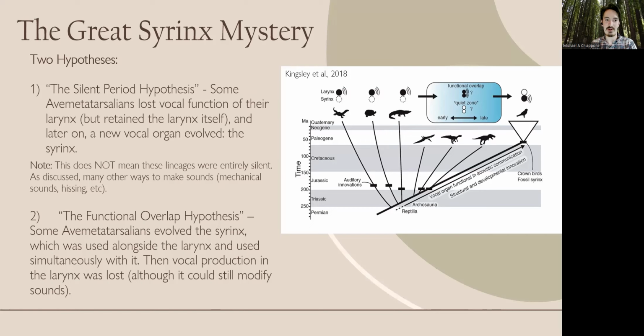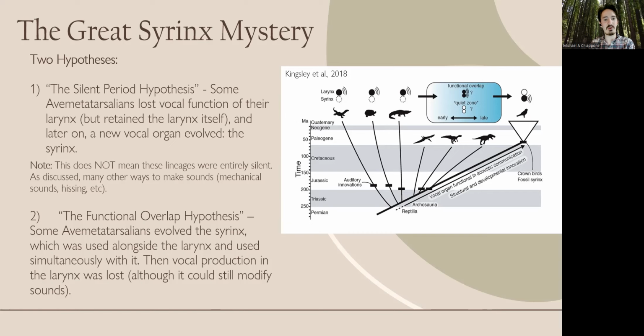The silent period hypothesis, in which some avemetatarsalians lost vocal function of their larynx, but actually retained the larynx itself. And later on, a new vocal organ evolved, the syrinx. Good thing to note here, this does not mean that these lineages were entirely silent. As discussed before, there are many different ways to make sounds. We talked about mechanical sounds, but there's also hissing and other things that don't require as much vibration.